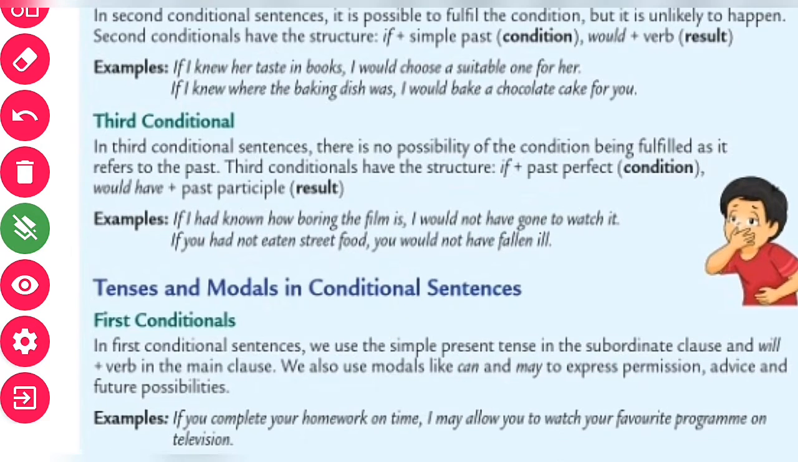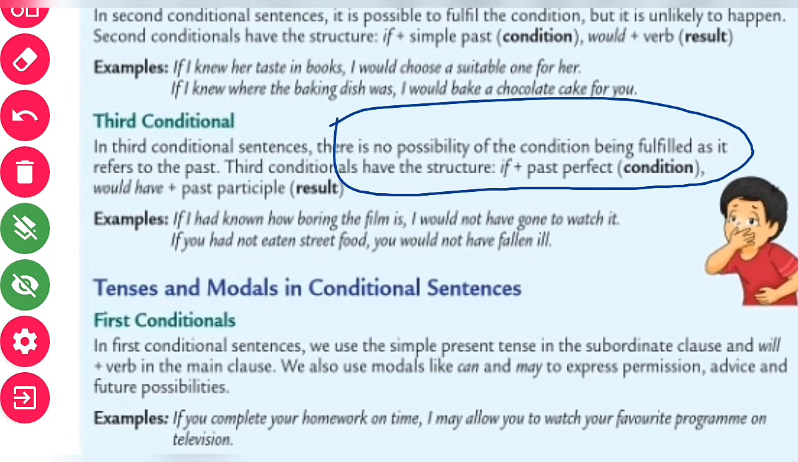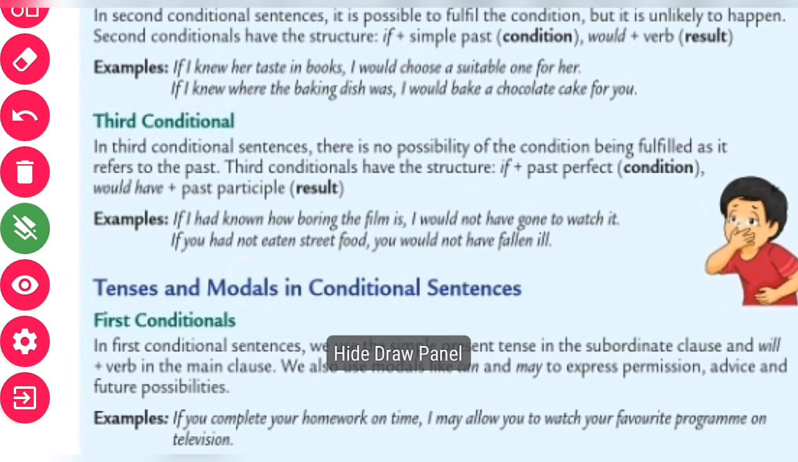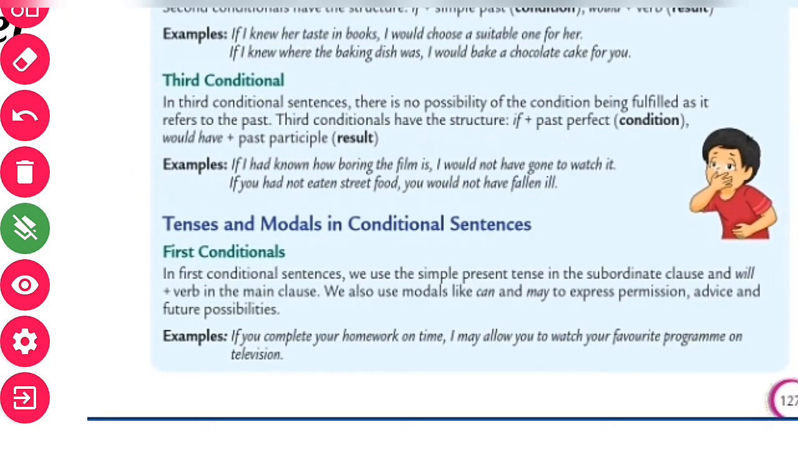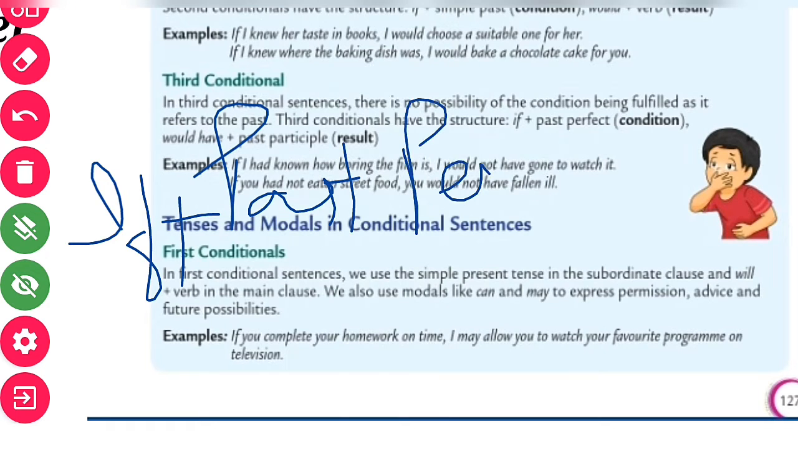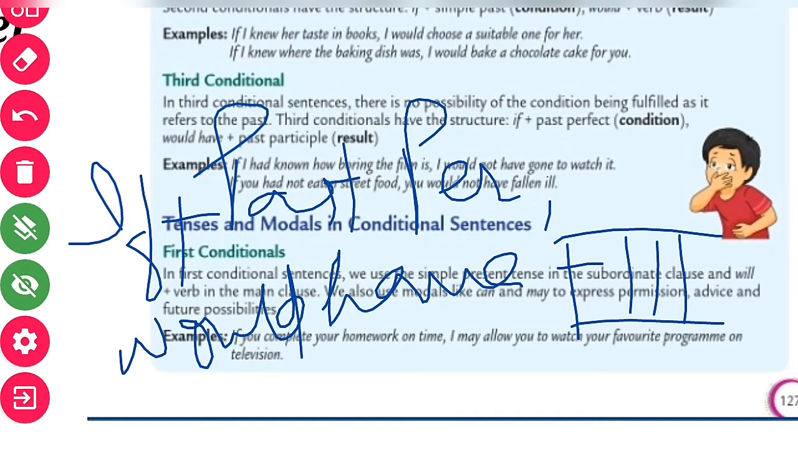Now let us talk about the third type of conditional, in which there is no possibility to fulfill the condition. It means there is no chance that the things can be true. It always refers to past time. And what is the structure of third conditional sentences? First of all we will use if plus past perfect, then a comma, then would plus have plus third form. So that is the structure of the last part, the third conditional sentences.